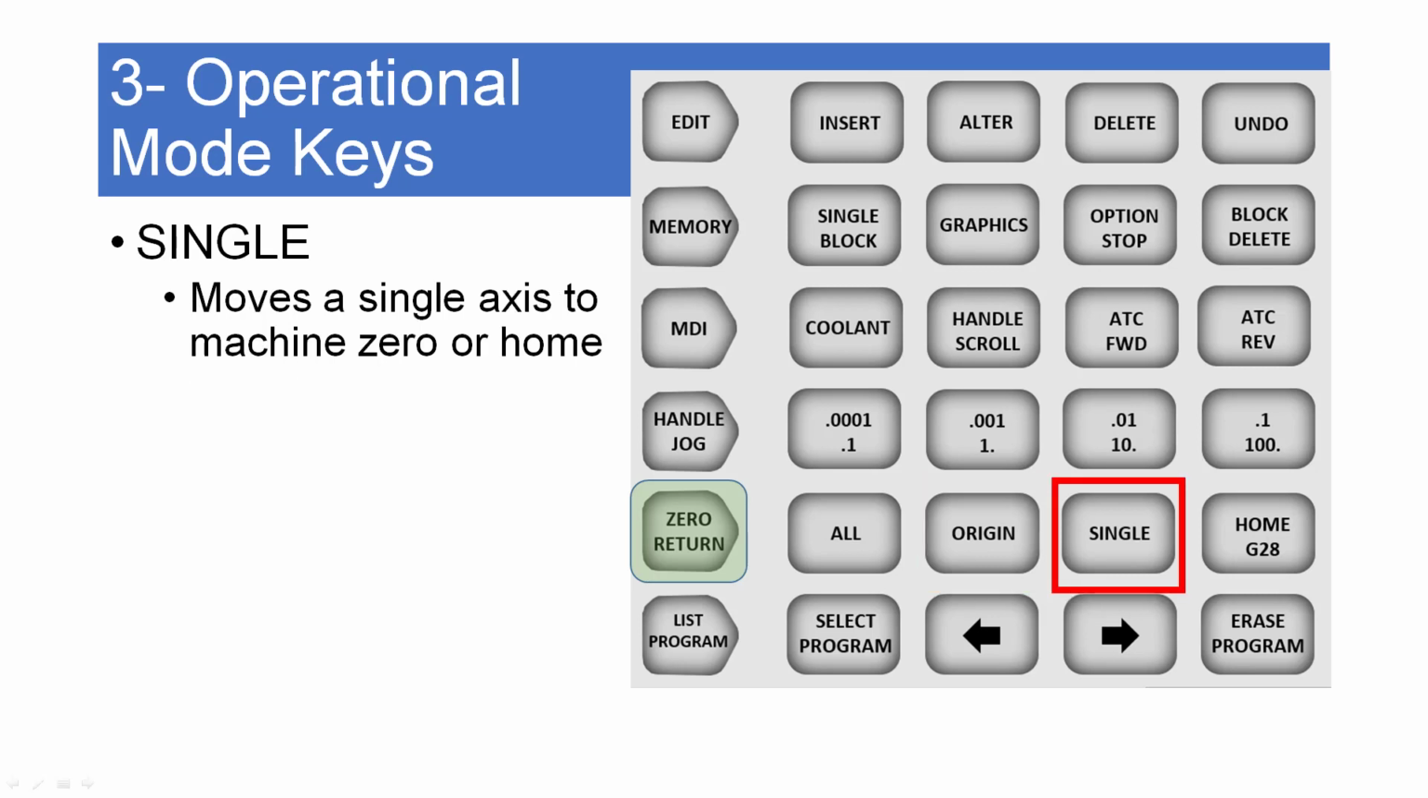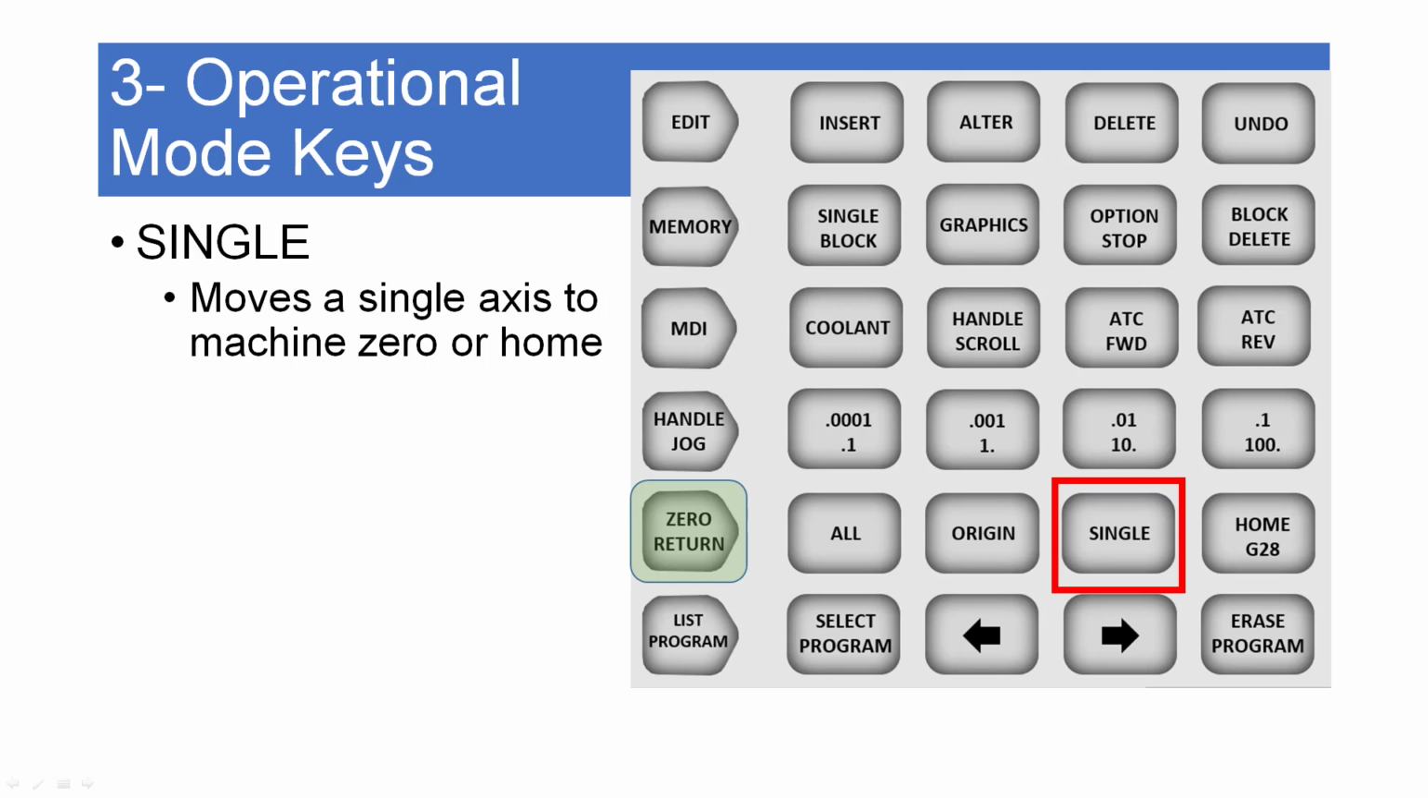Last, the single key will return a single axis to zero by entering the axis in the input bar prior to pressing the single key. You can also use this in conjunction with a home G28 key, as well as to return the single axis to the most positive position or home.